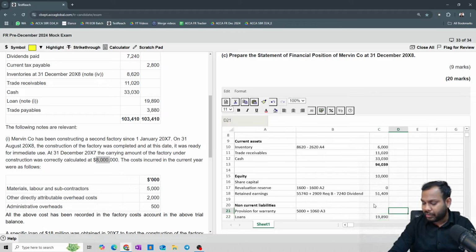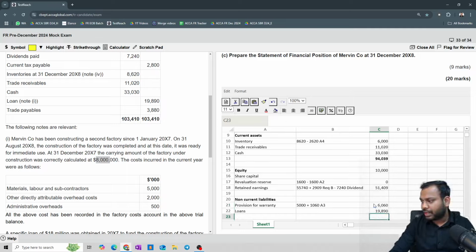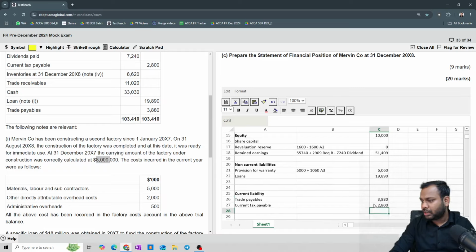Now non-current liability will become how much? 6060. Okay, this is 19890. Current, this is also done. So let us do the total sum. Equity capital. Oh, sorry, my bad. So, 94039. 94039.